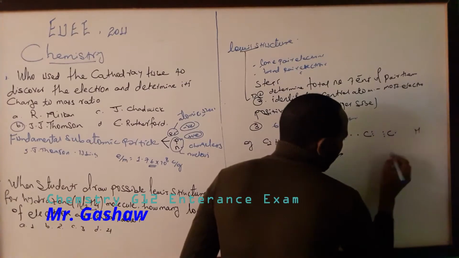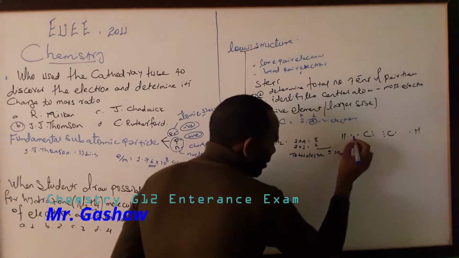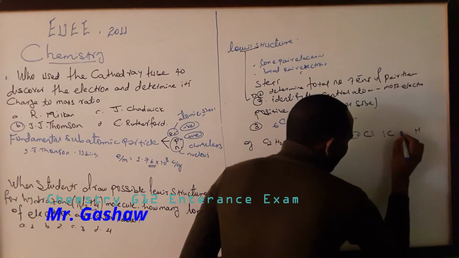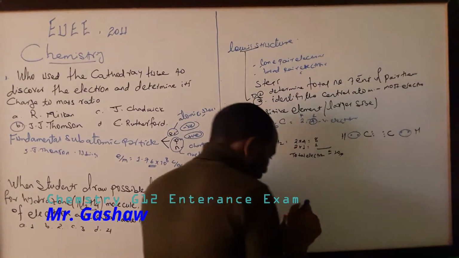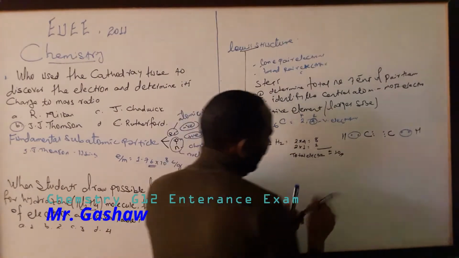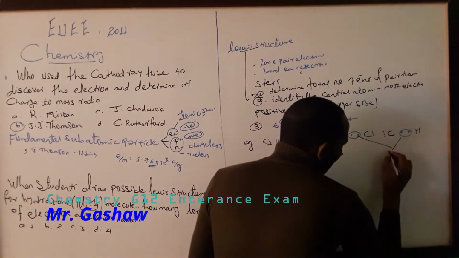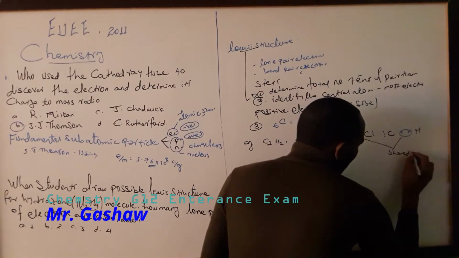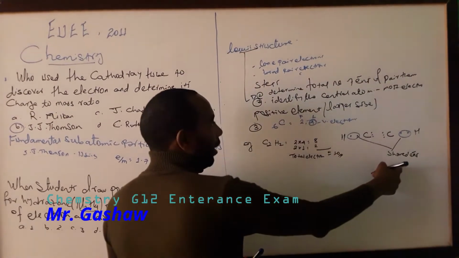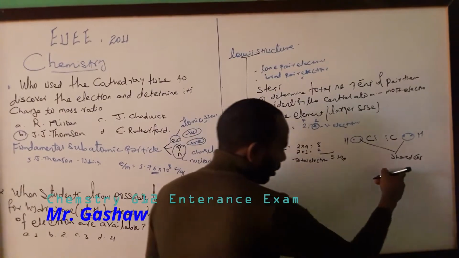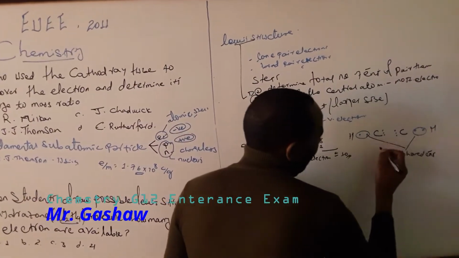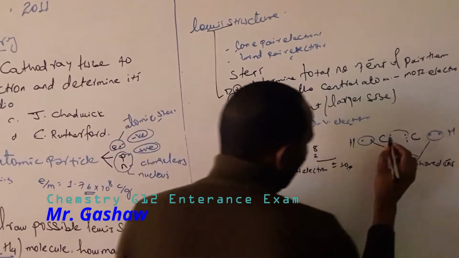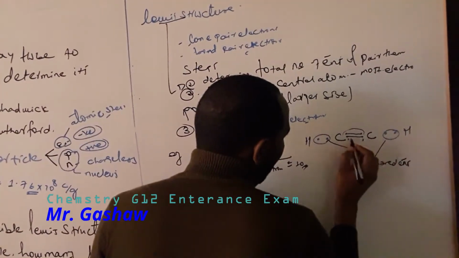So here it is also 1, 2, 3, 4, 1. Hydrogen 1. Look at these electrons. These electrons are shared electrons that participate in the formation of the bond. And this one is also shared electrons that participate in the formation of the bond.